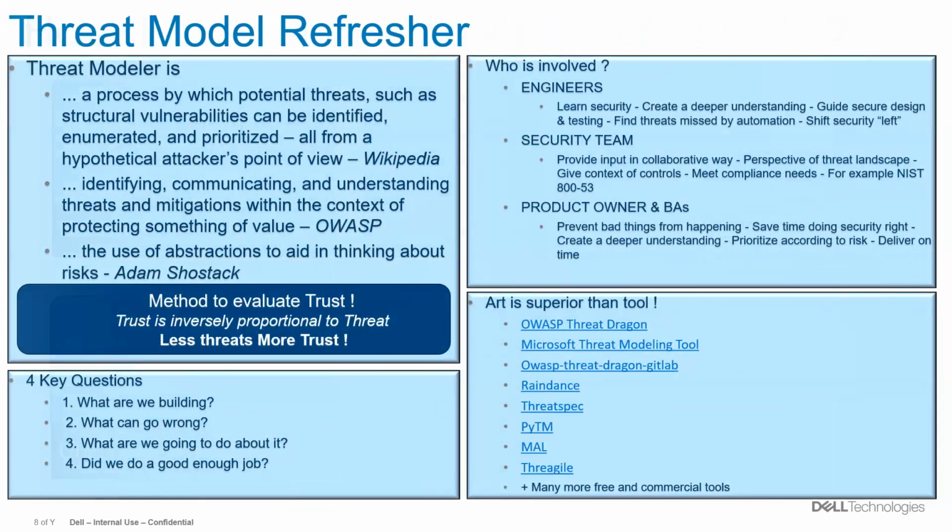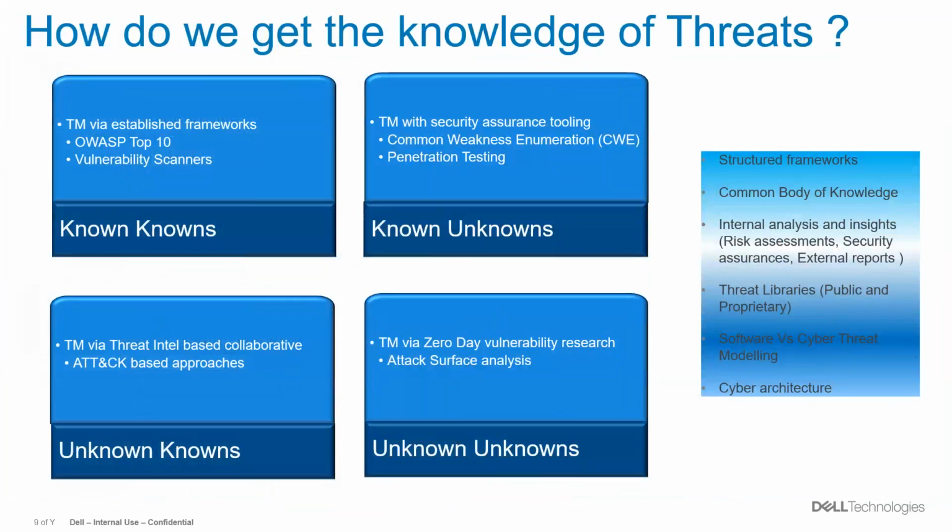Okay. So how do we get this? We talked enough about threats and threat modeling. So there is this model called the Johari window, as they generally call it, right? We have two dimensions, of knowns and unknowns, right? So we can basically bucket all of them into 4 categories.